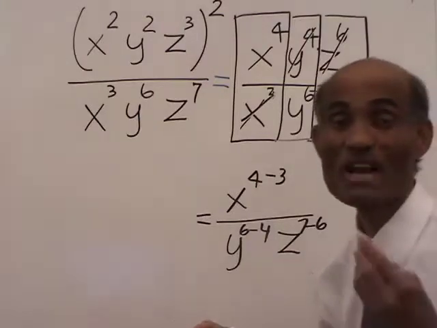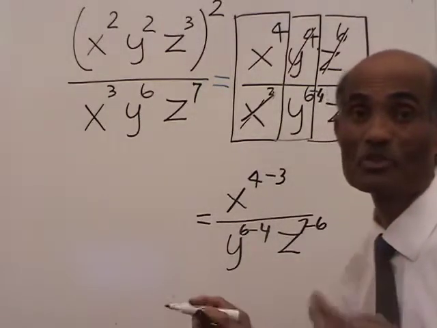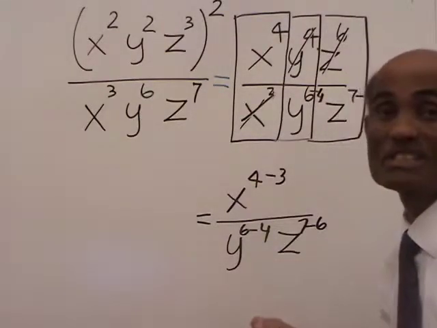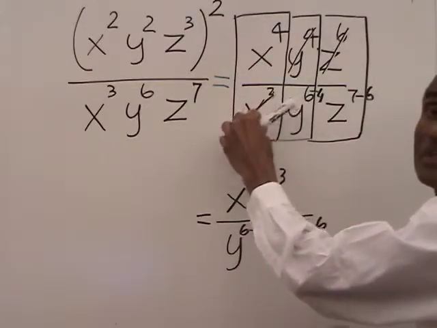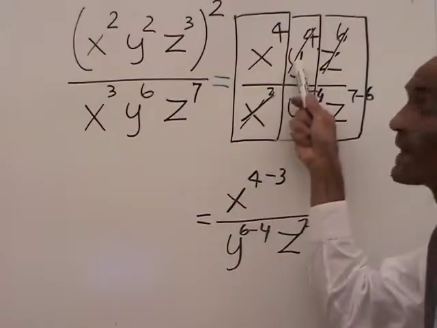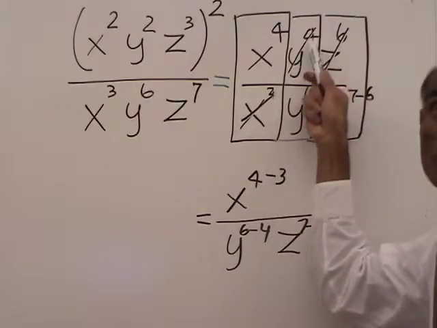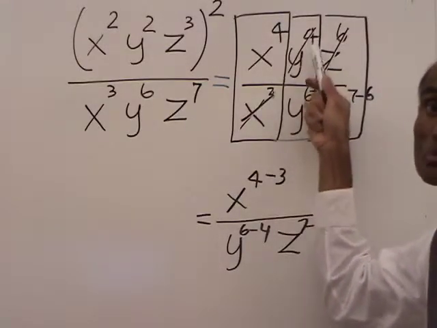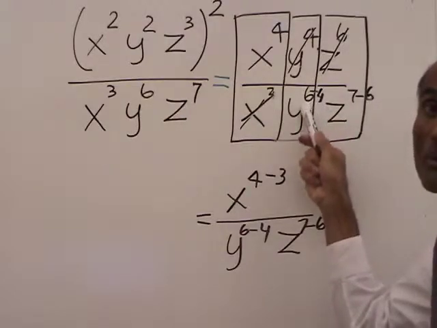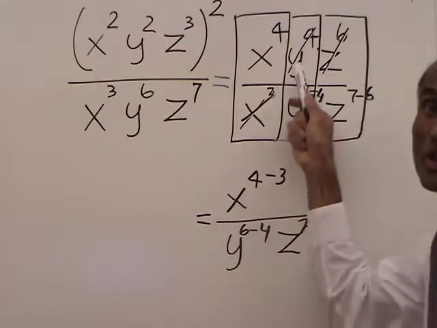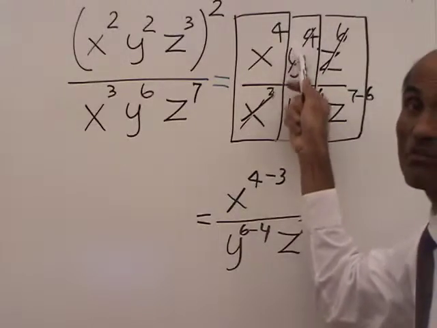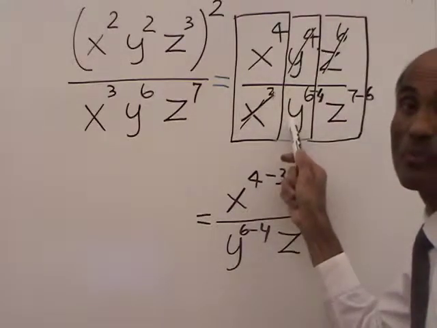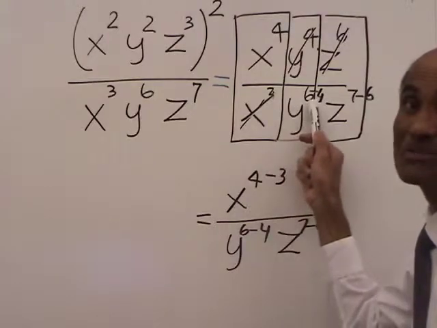I hope you understand this concept well. You see, when you have the same base on the numerator and the denominator, cut off the smaller power and subtract that power from the other quantity. Y to the power of 4 has a smaller power, cut it off. The denominator now becomes y to the power of 6 minus 4.